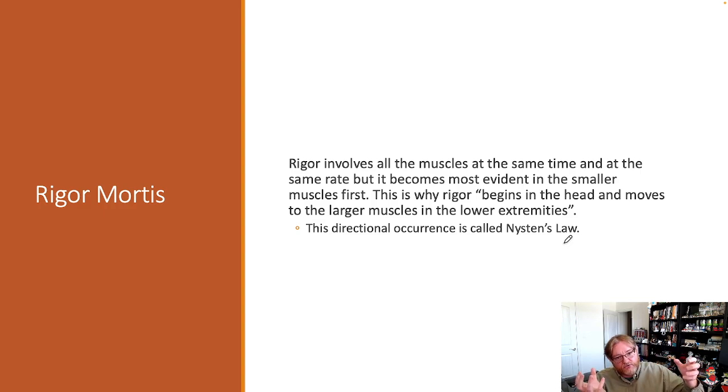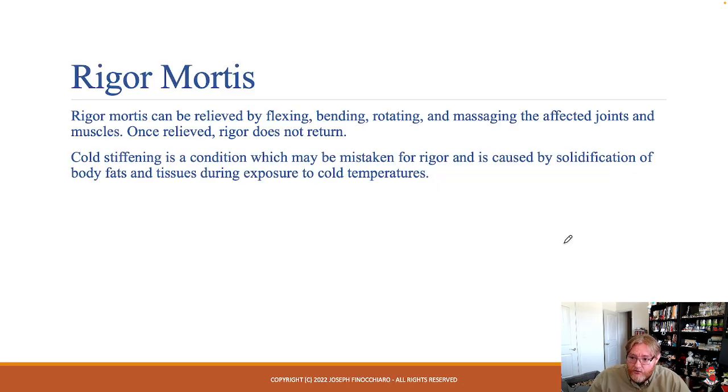The larger muscle, even though you're filling it at the same exact rate, can still hold more, it can still function, it's still going to remain loose. Rigor starts in the smaller muscles because the lactic acid builds up quicker, and then progresses to the larger ones because it takes longer to fill. And, all things equal, it will leave the eye first because it started there first, and leave the legs last because it started last. Rigor mortis can be relieved by flexing, bending, rotating, and massaging the affected joints, and once relieved, rigor does not return.